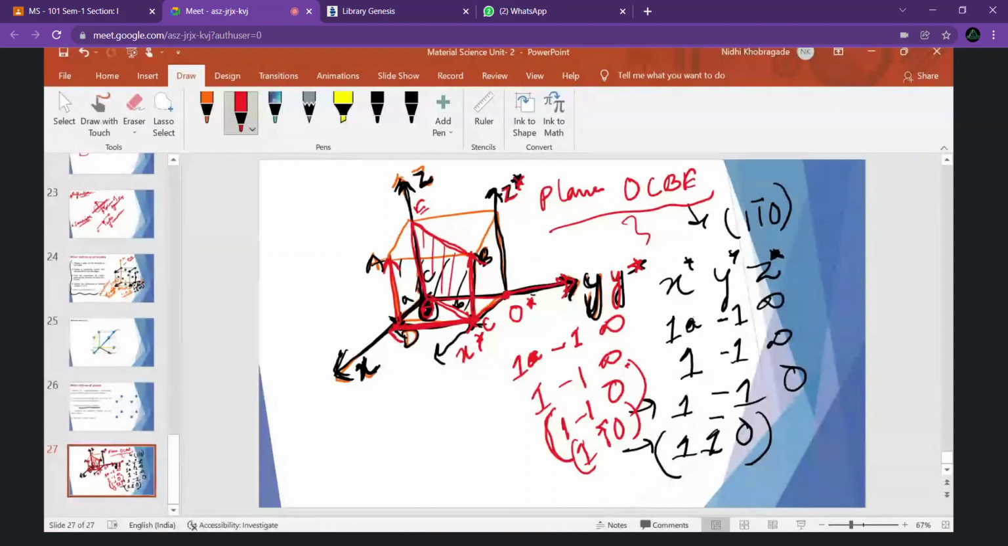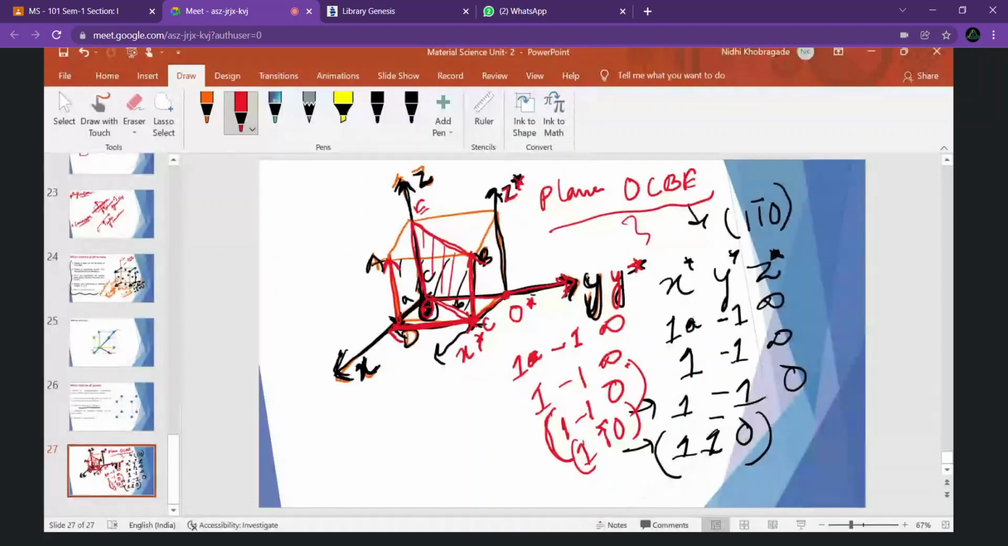Okay, so what we have done, we have to choose. Look, I am telling you again. Okay, the basic thing is that we are free to choose the origin anywhere. So for this plane we have shifted our position of origin as O star. X star is parallel to x, y star is parallel to y, and z star is parallel to z, right? So we have to find our intercept.